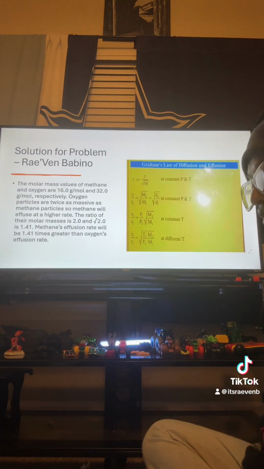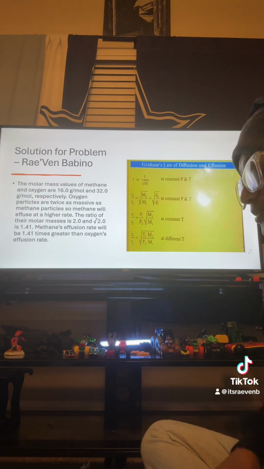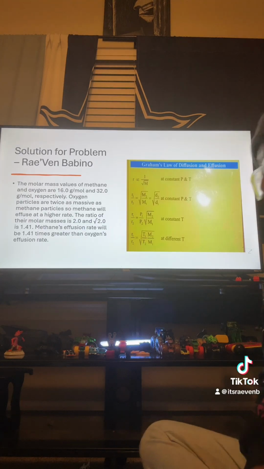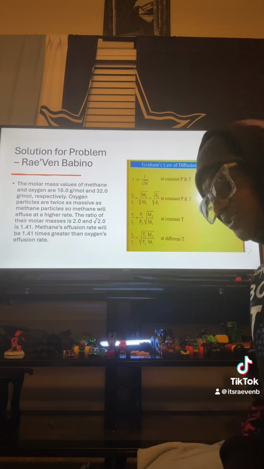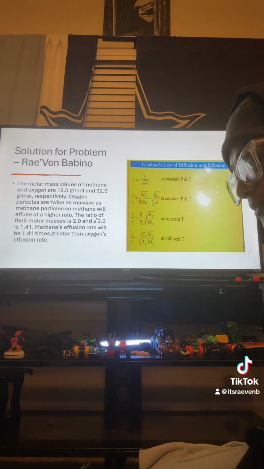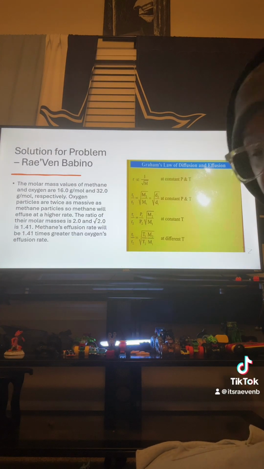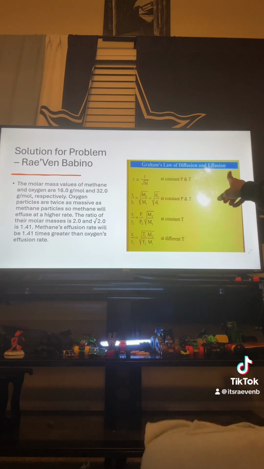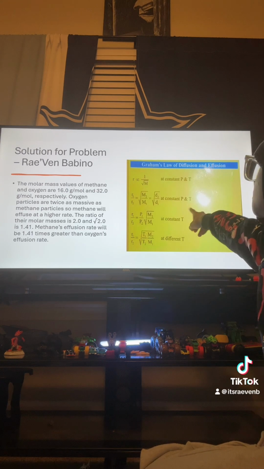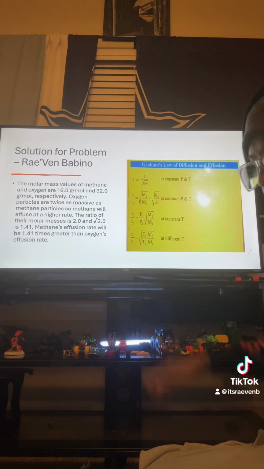Here we have the solution of the problem. The molar mass values of methane and oxygen are 16 g/mol and 32 g/mol, respectively. Oxygen particles are twice as massive as methane particles, so methane will effuse at a higher rate. Here I have Graham's law of effusion at constant pressure and temperature. Here are the different types of equations you can use.